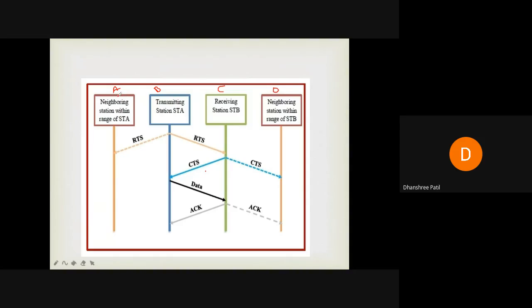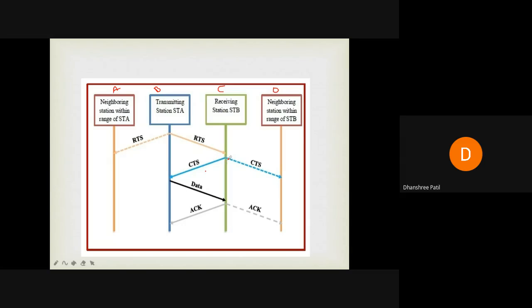The nearby stations of B are A as well as C. So it will transmit the RTS frame to C as well as A. Now, suppose C accepts the request, or C is free. So what will C do? C will send a frame named CTS. CTS stands for clear to send, to B.